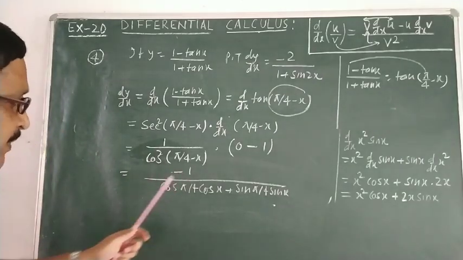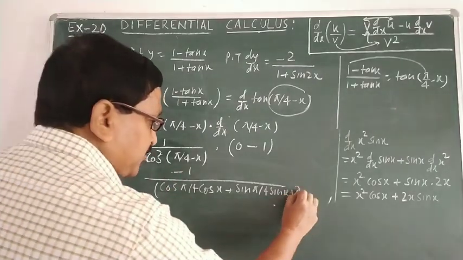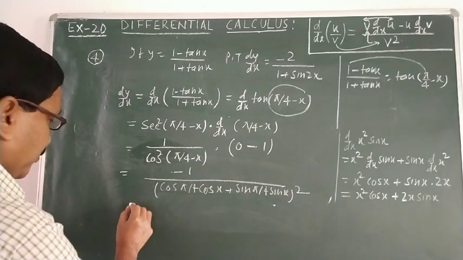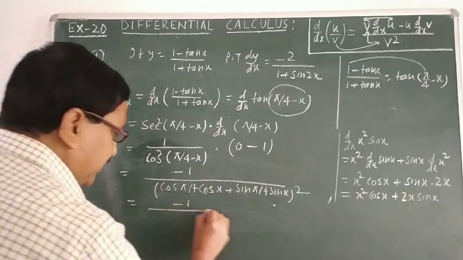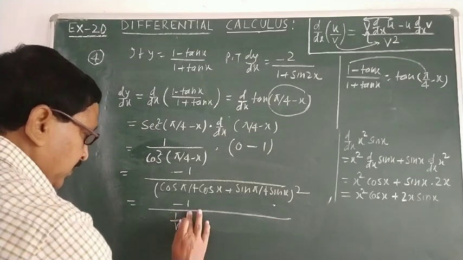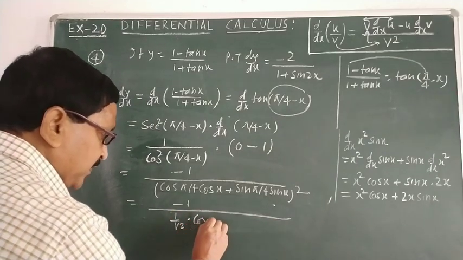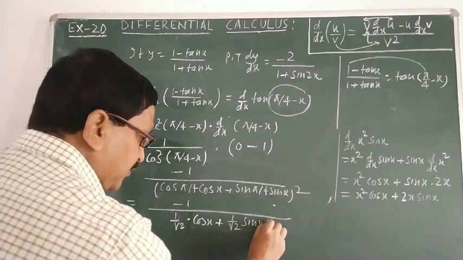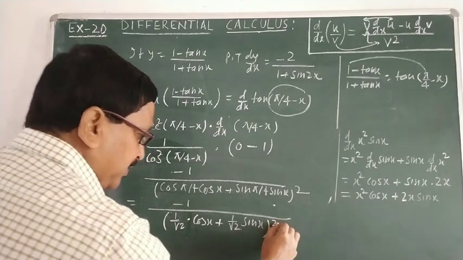cos A cos B plus sin A sin B, whole square. Now putting the value of cos pi by 4, 1 by root 2. So this is minus 1 by root 2 into cos x plus 1 by root 2 into sin x, whole square.